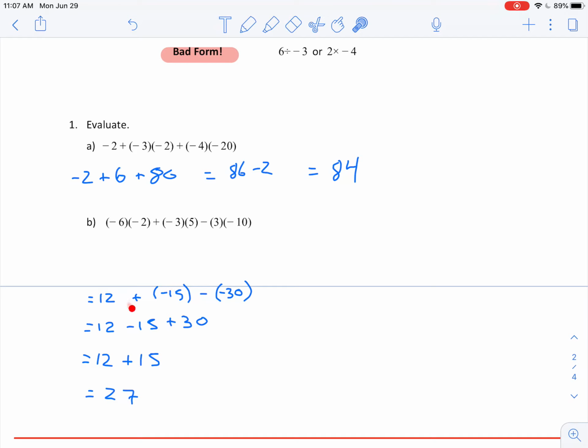So 12 plus (negative 15) minus (negative 30). I know from our previous lesson that I can clean these signs up. So it actually becomes 12 minus 15, right? Adding a negative is the same as subtracting. Minus negative 30 becomes plus 30. So now I have 12 minus 15 plus 30, or 12 plus 15, right? Negative 15 plus 30 is 15. 12 plus 15 gives us a final value of 27.